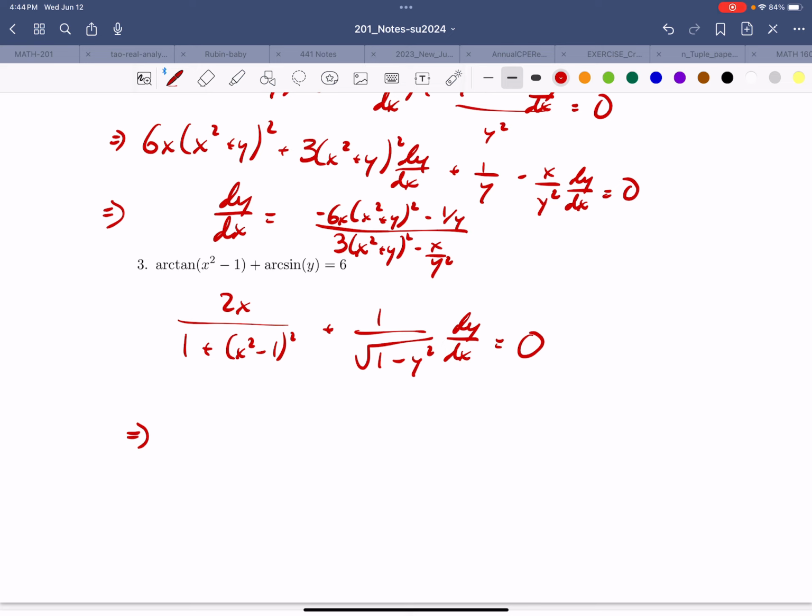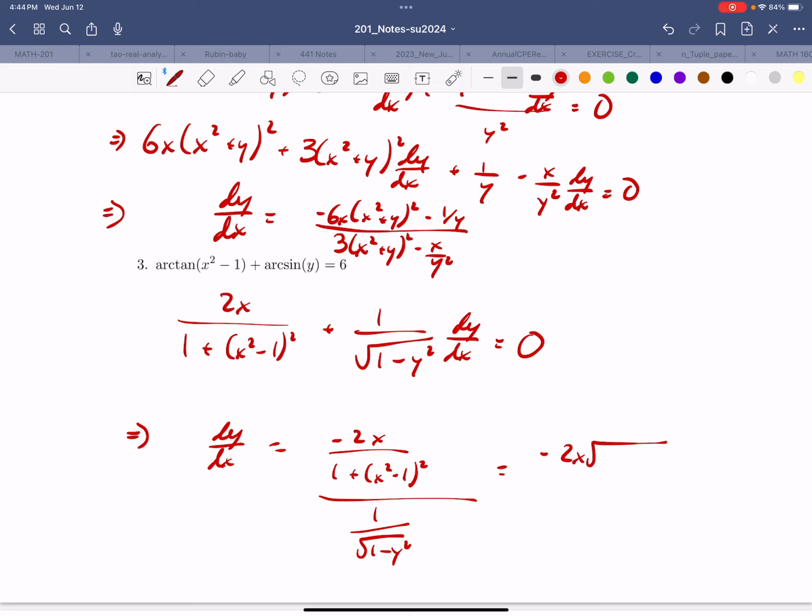So we wind up getting that dy over dx, I'm just skipping steps left and right here, is going to be negative 2x over 1 plus this quantity squared divided by 1 over the square root of 1 minus y squared. Now this is kind of gross to look at, but also reasonable to simplify. This is going to be negative root 1 minus y squared, right, and then it's going to be 1 plus x squared minus 1 quantity squared. Right, so we get that. So that's our answer.